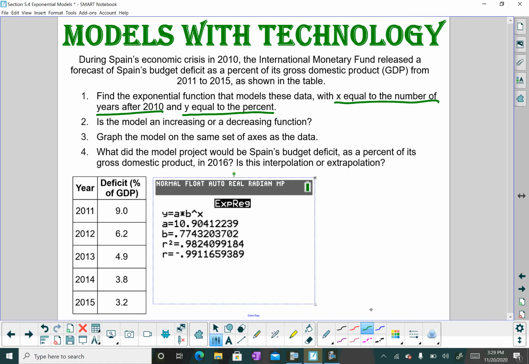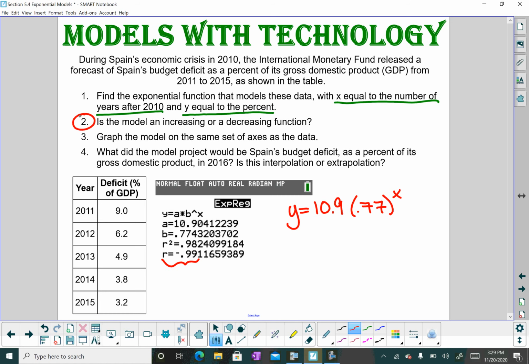All right, so let's fill it in. Let's say we needed to round to, I don't know, 2 decimal places. Y equals 10.90 is my A. My B is 0.77, and then to the x power, and that would be our model. Also notice your R value here. That might help us later answer a question like number 2.